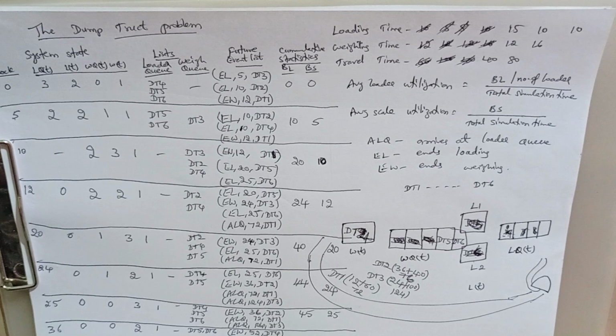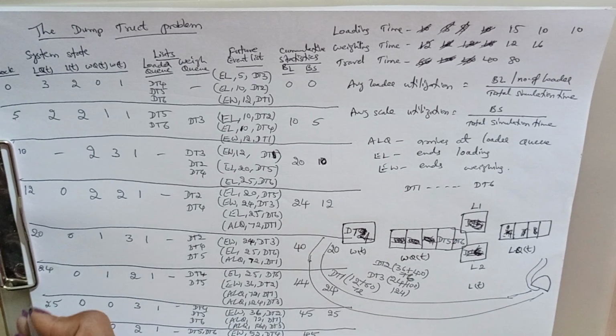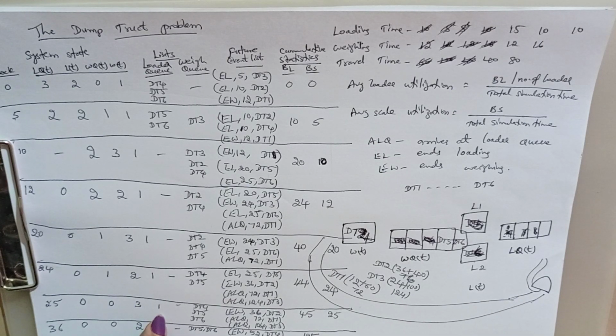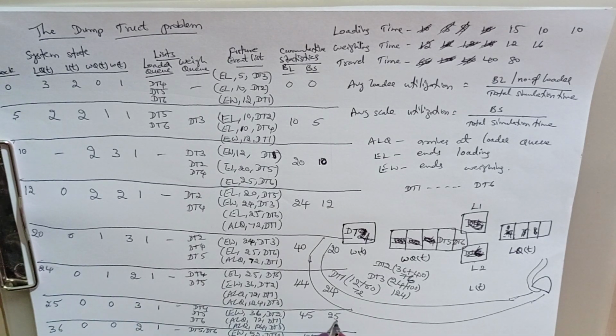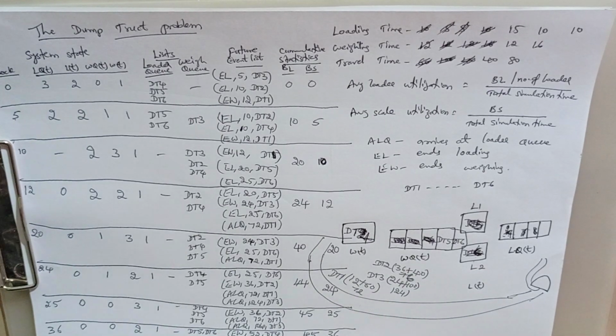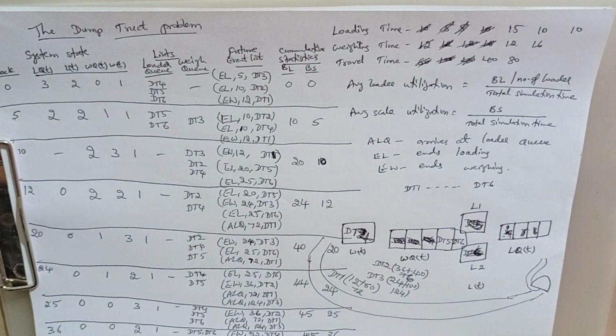Now we'll see the statistics, that is 25 to 36, 11 minutes. Loader is idle, so no need to add the value. Keep as it is, 45. And this 11 minutes weighing bridge, that is scale, is busy. So 11 into 1, 11 plus 25, that is 36. Go on like this. We can continue till these values are completed or the stopping event is given.